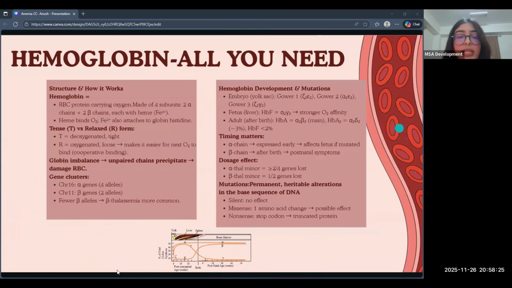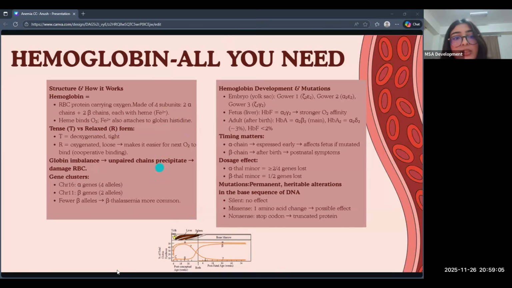So out of the molecular bases of hemoglobinopathies, what do you need to know? Let's just briefly go over it. So structure and how it works. Hemoglobin is an RBC protein carrying oxygen. What I want you to remember is that it has 4 subunits, okay? 2 alpha chains and 2 beta chains. Now, each binds with heme, okay, which is Fe2+. Heme binds oxygen, Fe2+ attaches to the globin histidine. There are 2 forms, T, which is deoxygenated or tense, and R, which is relaxed, oxygenated, and loose.